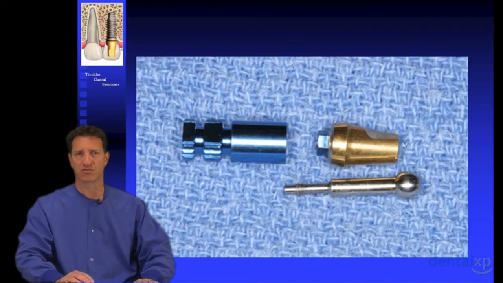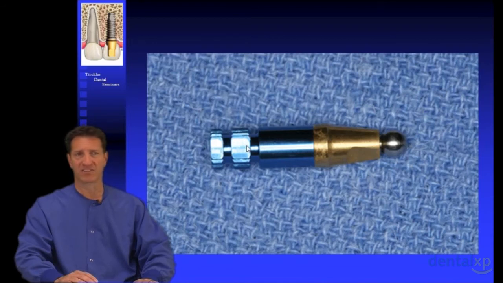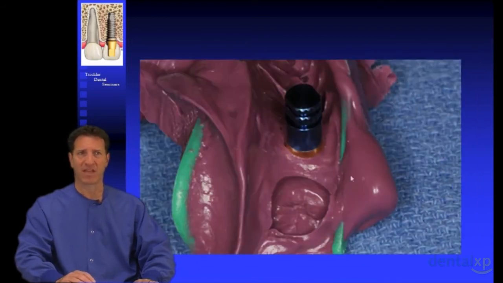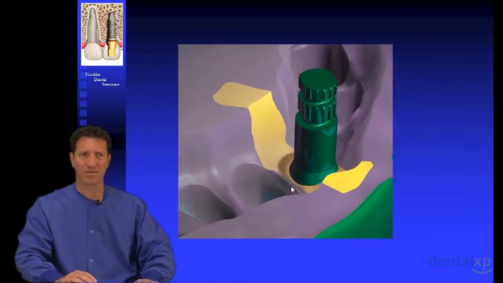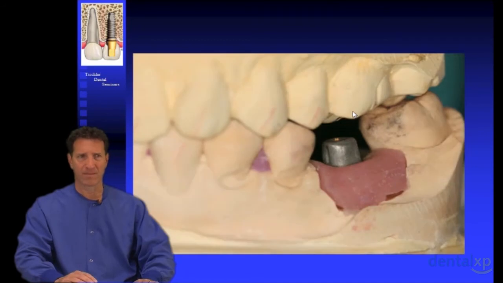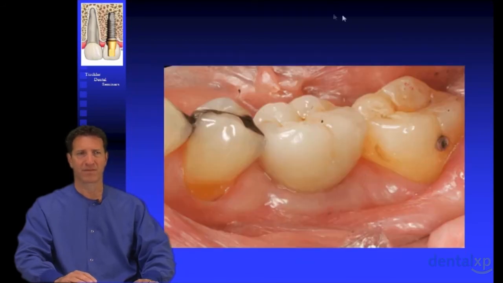I'm then going to unscrew this impression coping and attach an analog. And I'm going to simply place that into the impression. It's that simple. Now the lab is going to take over and pour this up, make a soft tissue model, and make a final restoration or a provisional.